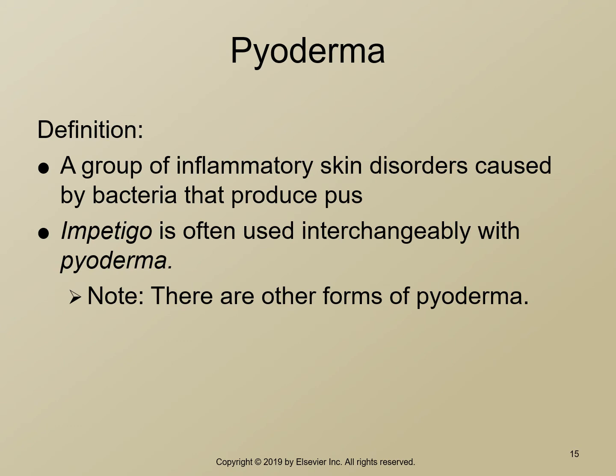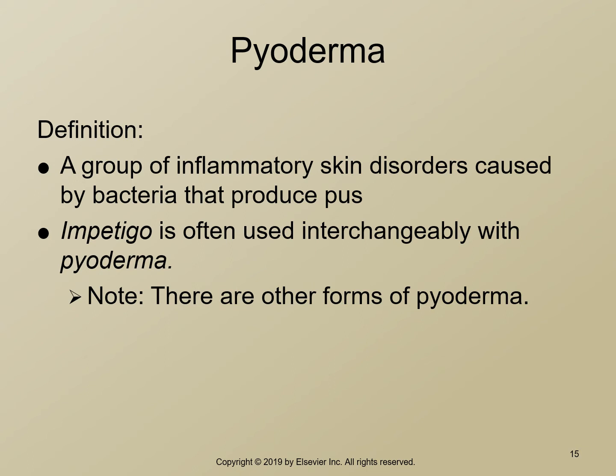So erythrasma is the only dermatitis we'll talk about that primarily involves a bacteria. The others discussed in the textbook are caused by various fungi, which we'll cover later on. So the next group of skin infections we'll talk about are pyodermas. These are a group of inflammatory skin disorders caused by bacteria that produce pus.